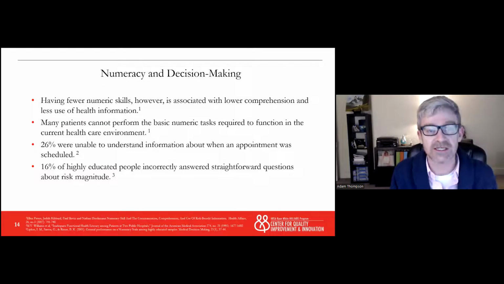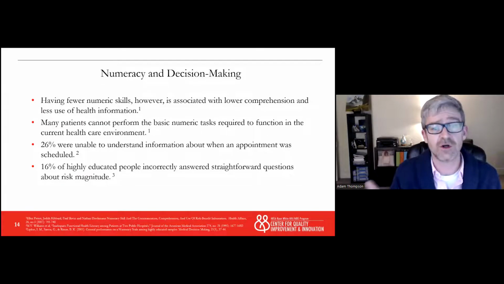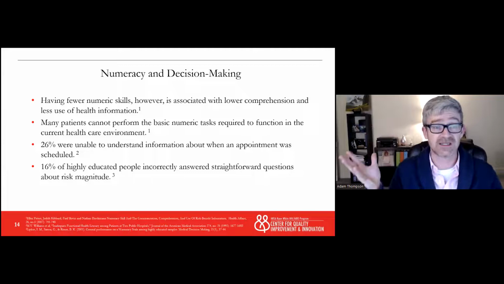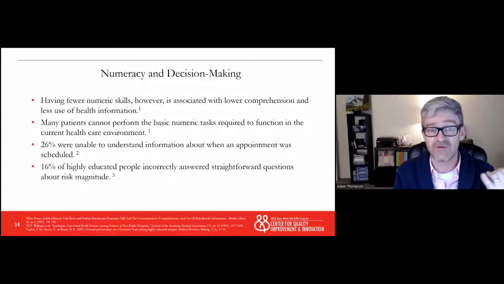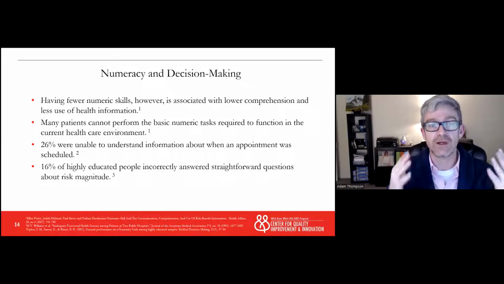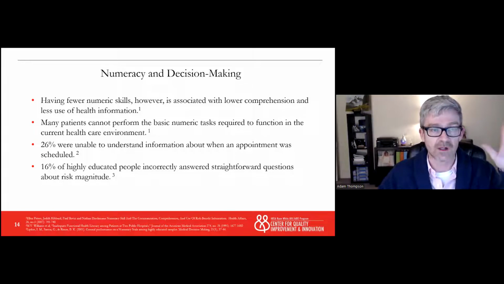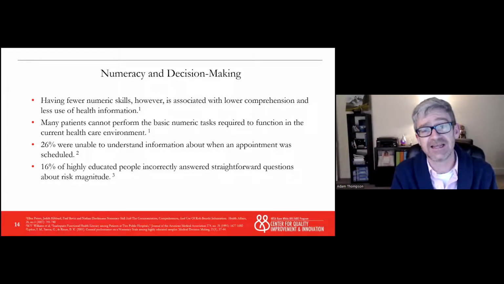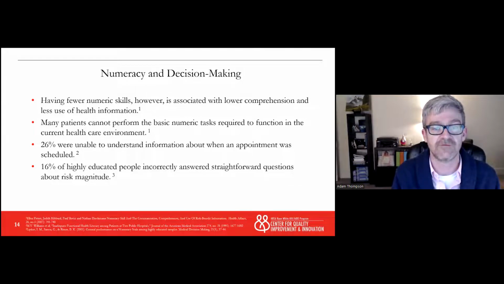So what does this do to decision making? Having fewer numeric skills is associated with lower comprehension and less use of health information, right? So if I don't have the skills, I end up not using the information, or I use it, but I don't understand it. You end up in a place like my mom with the 4 glasses, 8 glasses, she drinks 6, because that just made sense. Many patients actually cannot perform the basic numeric tasks required to function in a current health environment.